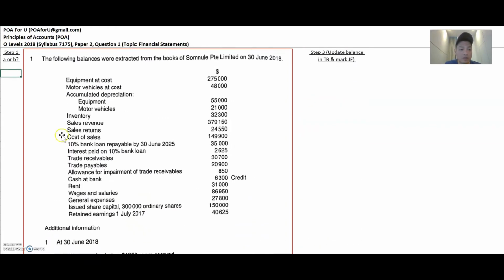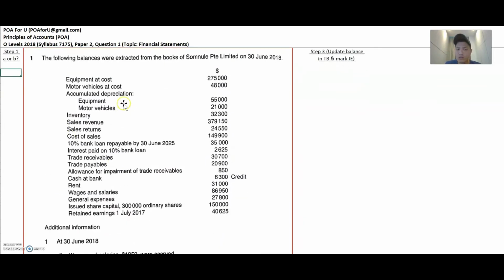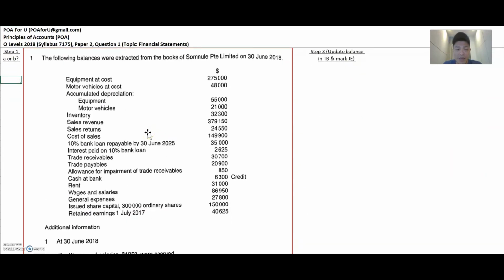Alright, so these kinds of questions will always start with the trial balance and additional information. So let's focus on the trial balance first as step 1. You are supposed to list down whether these are item A or B. So item A would be revenues, expenses and income. So these are statement of financial performance. Item B would be asset, liability, equity items.